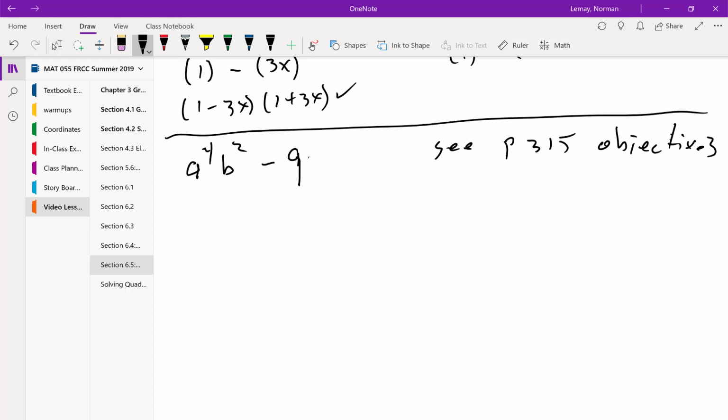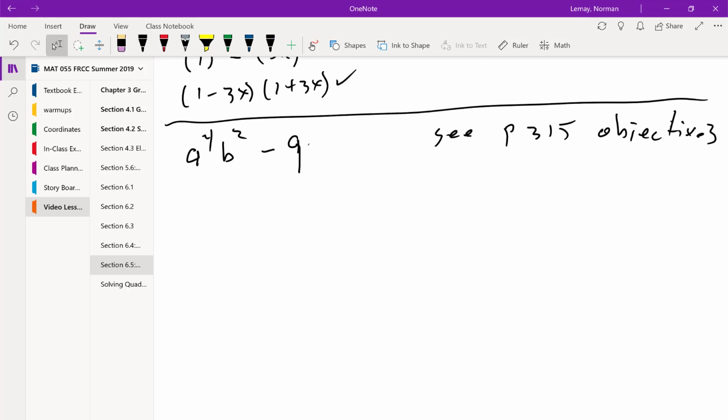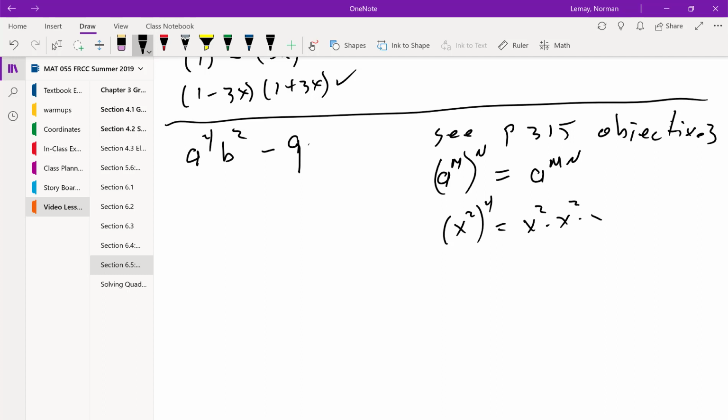Objective 3 talks about something in the form a to the m raised to the n power, which says that we can multiply these two exponents: a to the m n. For example, if you have x squared raised to the fourth power, by definition this means x squared times x squared times x squared times x squared. When you have a product, you add the exponents, which gives x to the 8th. But if I just say x to the 2 times 4, boom, I get that.